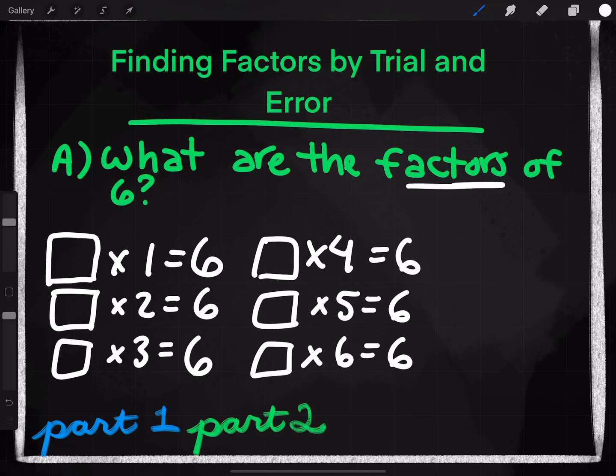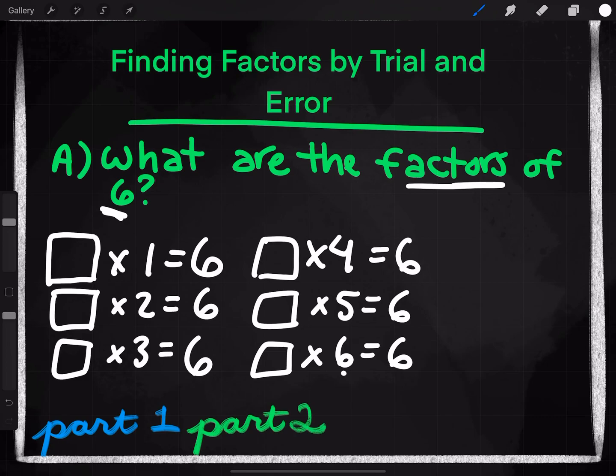I'm not going to go over 6 because, like we talked about last week, you can't have a bigger number than 6 be a factor of 6. It's just not going to work out. So you can only go up to 6 here. Okay, so now we're going to test out and see if any of these numbers are a factor of 6.